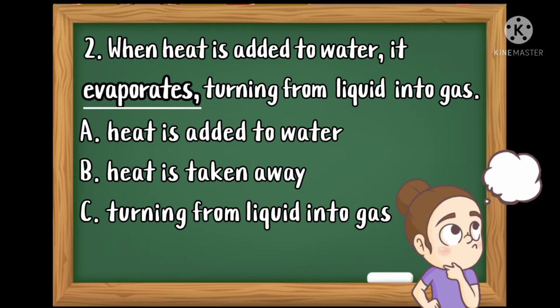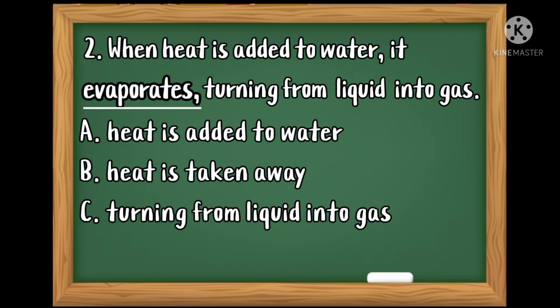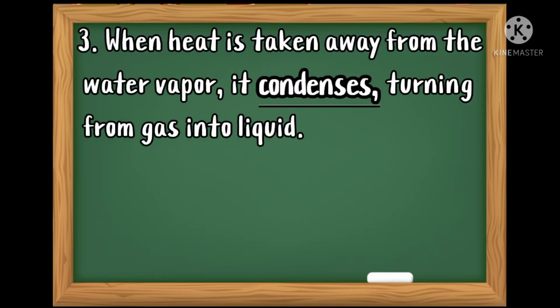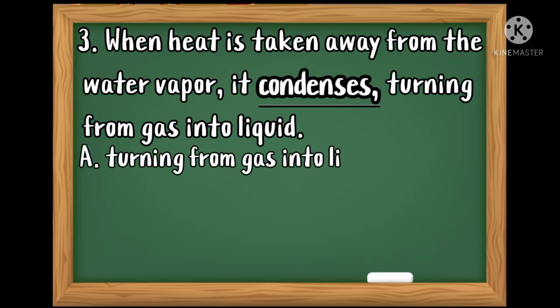The underlined word is evaporates. What do you think is the answer? Great! The answer is letter C, turning from liquid into gas. The context clue used is definition. Now, let's go to number 3. When heat is taken away from the water vapor, it condenses, turning from gas into liquid. How is the underlined word defined in the sentence?